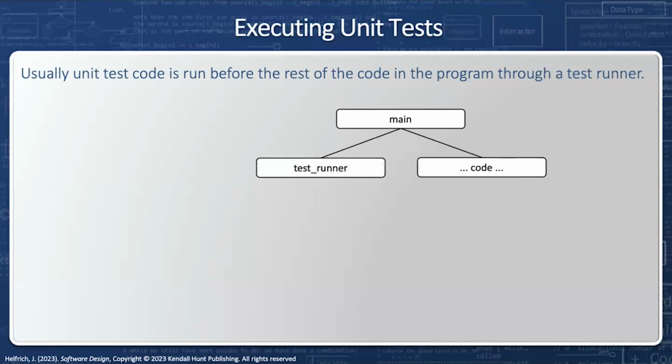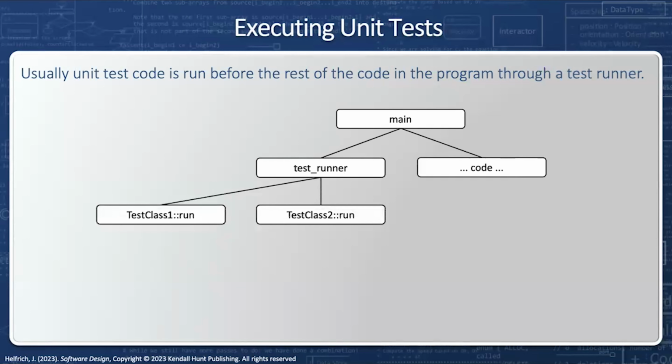Now the test runner is executed before the rest of the code straight from main, and we execute a function called test runner. And what test runner does, it goes through all the unit test classes. So in this case, it's going to go through test 1, test 2, and test 3, and it will simply execute the run function. Now let's take a look at test class 2. Obviously, that's going to exercise class 2.